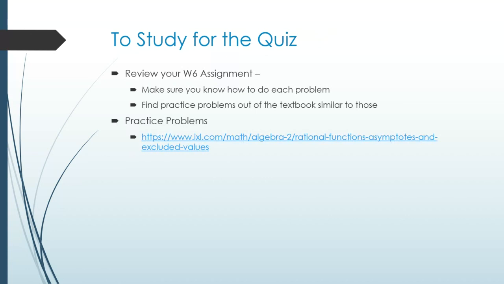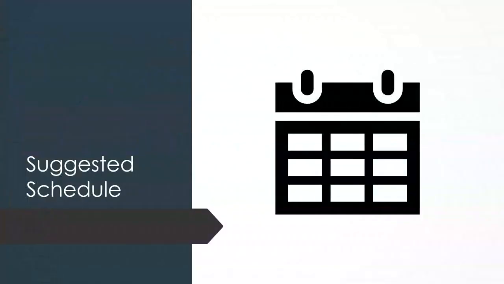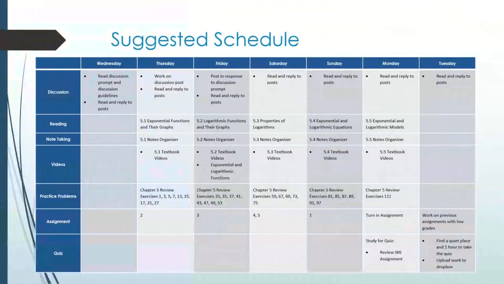And to study for the quiz, I only have one link here, which is on rational functions with their asymptotes and excluded values, just because that seems to be the hardest part for people. So you can use that to do some practice. But usually people do pretty good on this quiz, because usually week 6 isn't as bad. So that's the quiz. And then, the suggested schedule.